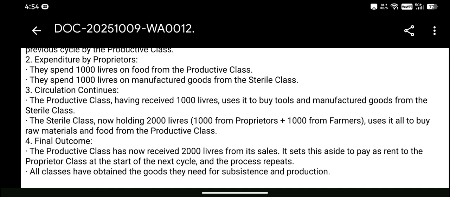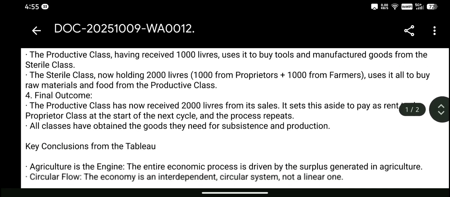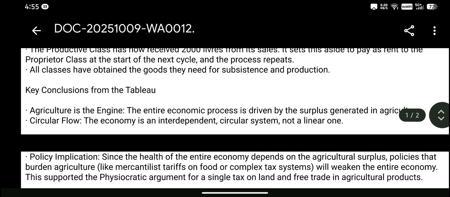Final outcome: the productive class has now received 2000 livres from its sales. It sets this aside to pay as rent to the proprietor class at the start of the next cycle, and the process repeats. All classes have obtained the goods they need for subsistence and production.